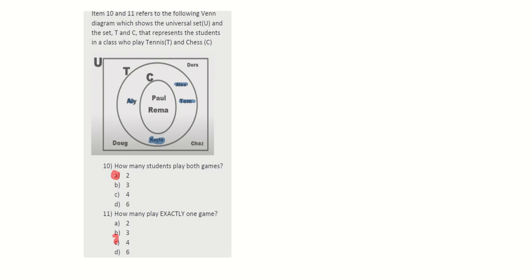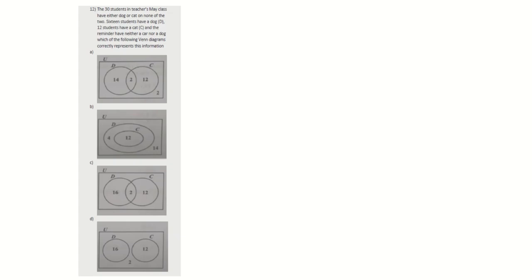Right, let's look at the next question. The students in Teacher May's class, now this is a repeated question, have either dogs or cats, or none of the two. 16 students have dogs, 12 students have cats, and the remainder has neither a dog nor a cat.